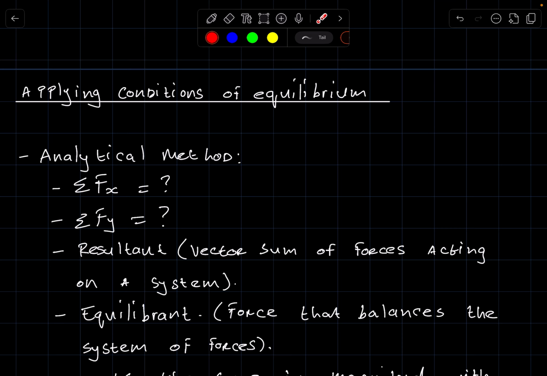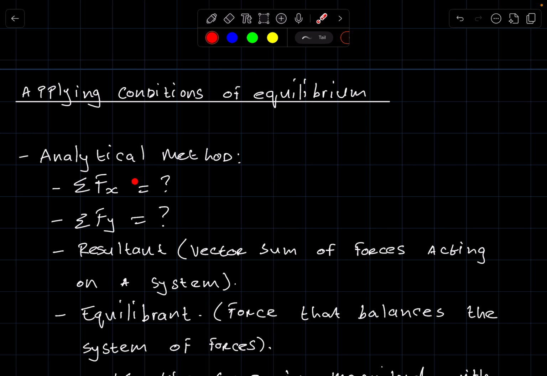Now in that scenario, after having calculated the sum of forces in the x direction and the sum of forces in the y direction, you then have to calculate the resultant force. The resultant force is the vector sum of forces acting on a system. Essentially, when applying conditions of equilibrium, this here is the x component of the resultant force, and this here represents the y component of the resultant force.